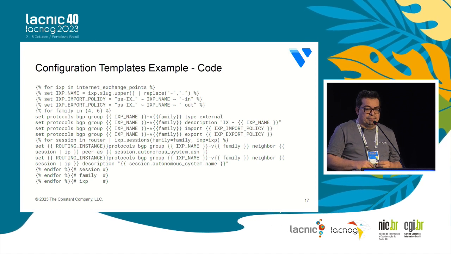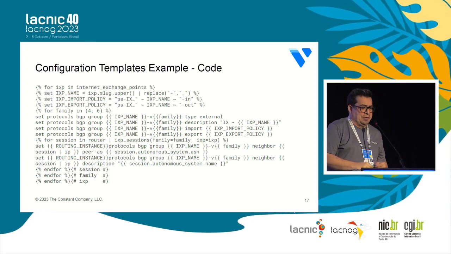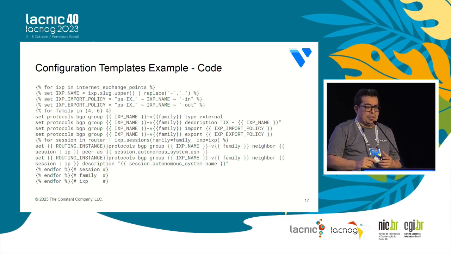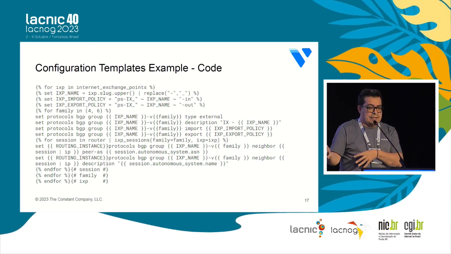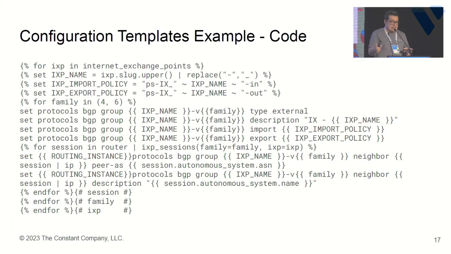We also see here, for instance, session.autonomous_system.name. I think this is an object. You can take the autonomous system, the name of the autonomous system, and create loops with for, with if. I did this quite simple to create a configuration. This configuration in particular belongs to Juniper. The tool supports Cisco, Arista, and I don't remember which other one. But we can work on it.